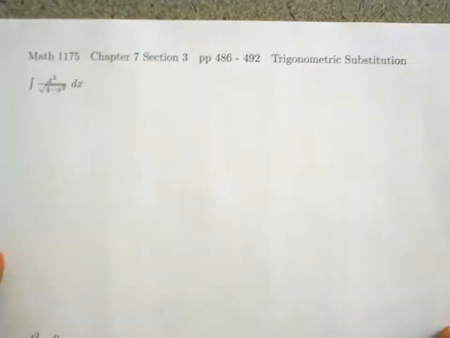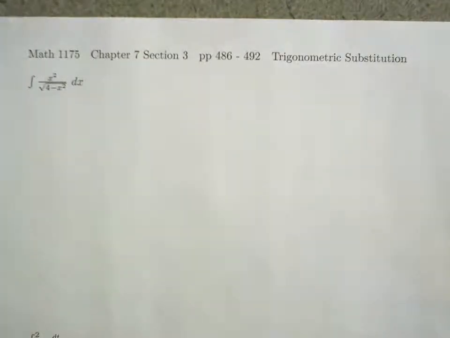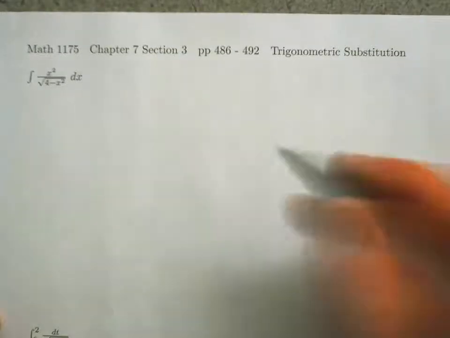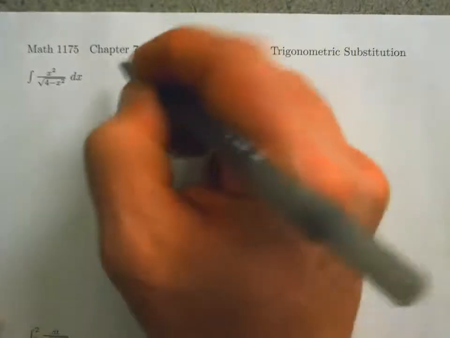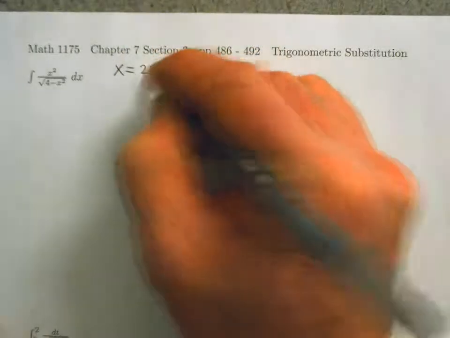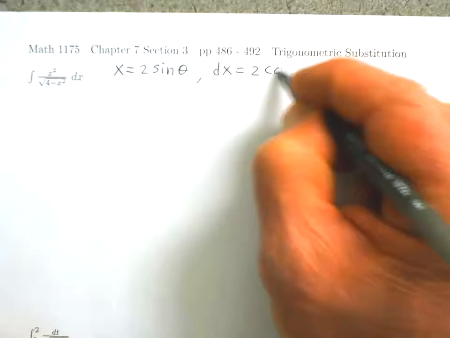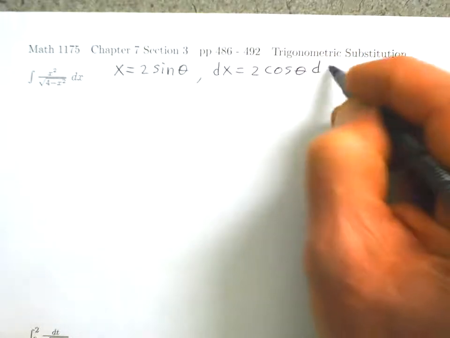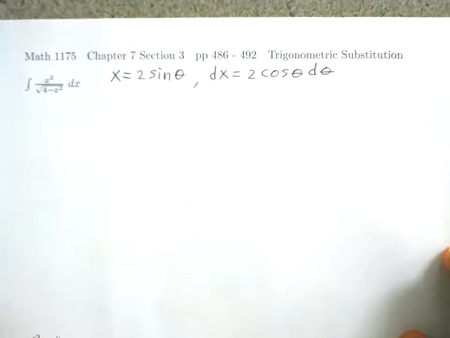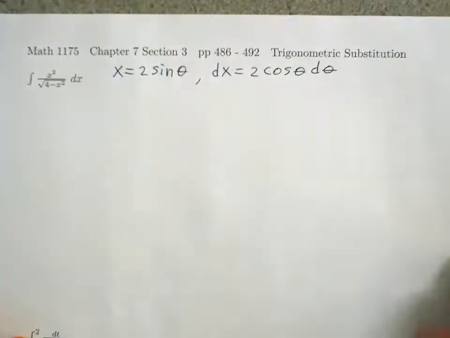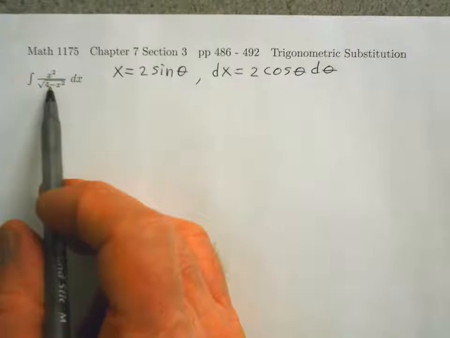Okay, this one, the indefinite integral of x squared over the square root of 4 minus x squared dx. Okay, so when it's in this form, we're going to pick x to be 2 times sine of theta, and dx is 2 times cosine of theta d theta. And then we substitute into the indefinite integral.